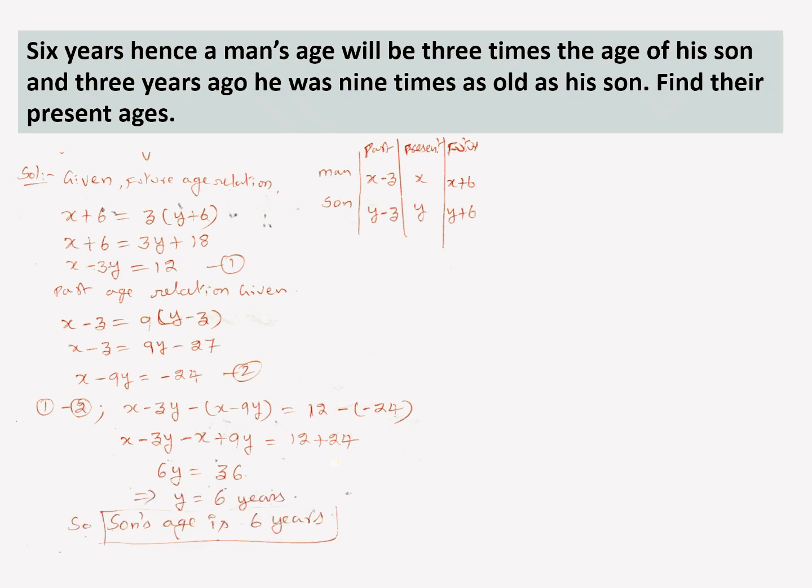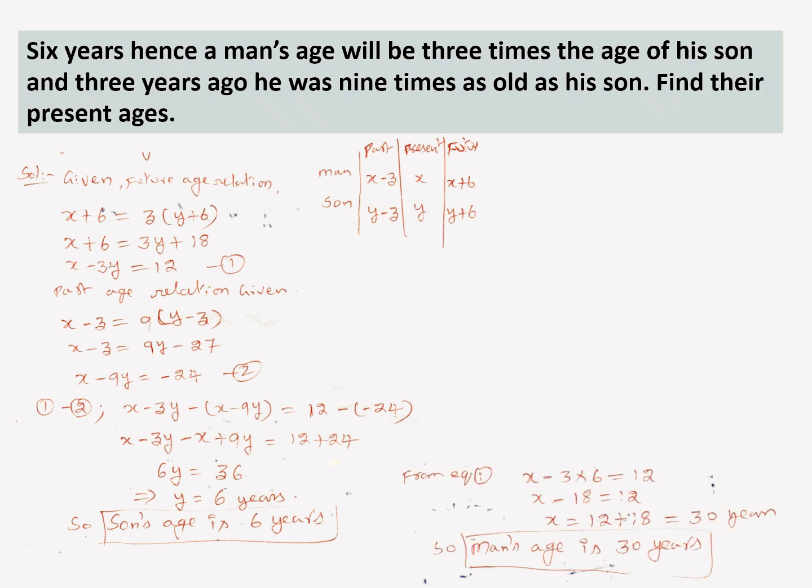So the son's age is 6 years. Now take this value and substitute it in either equation 1 or 2, then you will get the corresponding man's age x. So from equation 1, x minus 3 into the y value 6 equals 12. So x minus 18 is 12, x equals 12 plus 18, that equals 30 years. So the man's age is 30 years and his son's age is 6 years.